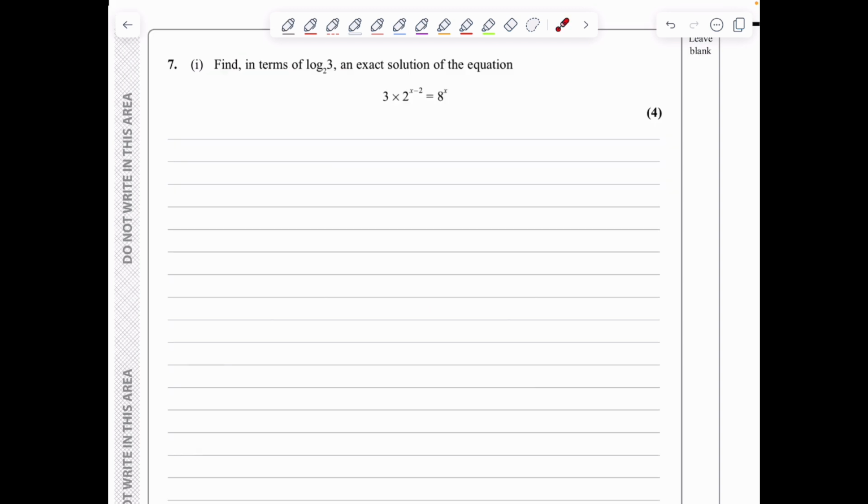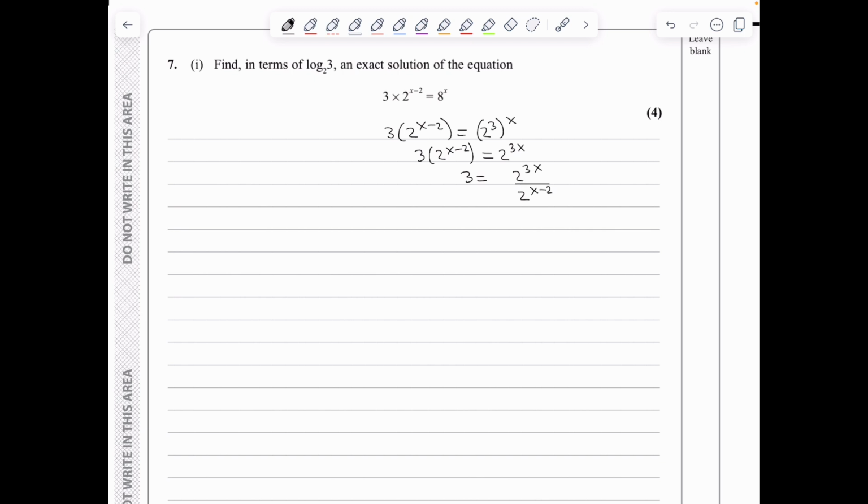In question 7i, we need to find in terms of log 3 base 2 an exact solution to the given equation, and I will start this by writing a to the x as a power of 2. So we've got 3 times 2 to the x minus 2 is equal to 2 cubed to the 8 times x, which means that 3 times 2 to the x minus 2 is 2 to the 3x, which leads to 3 is 2 to the 3x over 2 to the x minus 2.